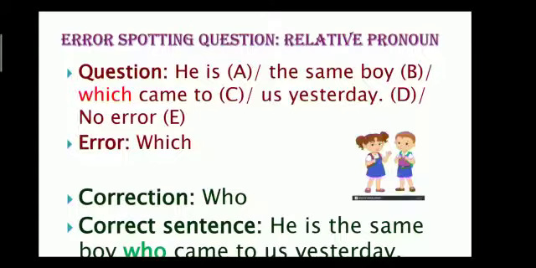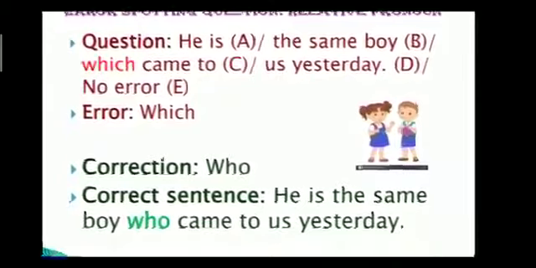In this sentence, the error is in the third part of the sentence. He is the same boy is the subject of the sentence, and which came to us yesterday is the relative clause. A relative pronoun should be relatable to the subject. Hence, he is a pronoun, and who, whom, and that are some of the relative pronouns. In this case, who is the correct relative pronoun to be used. The correct sentence is: he is the same boy who came to us yesterday.